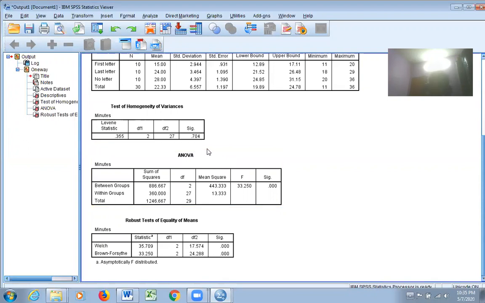In case the sig value in the homogeneity of variance result is less than 0.05, then it means that the homogeneity of variance assumption is not met, and we cannot look for the ANOVA test result. Instead, come a bit down, and you have to look for the results available under the column for Welch test and the Brown-Forsythe test. So these tests are to be considered when the data you have does not fulfill the assumption of homogeneity of variance.